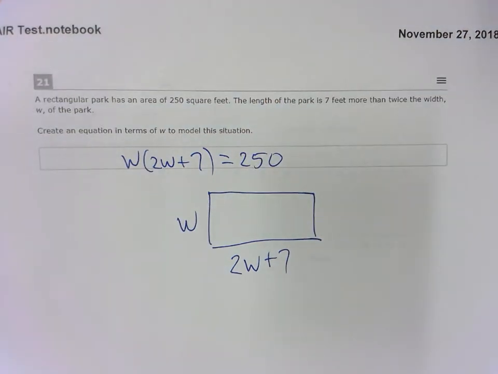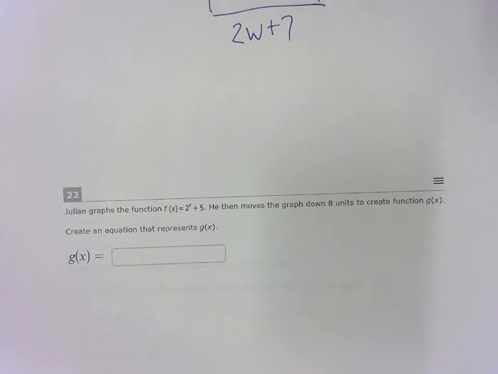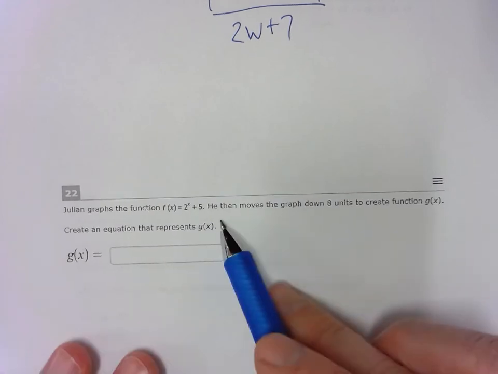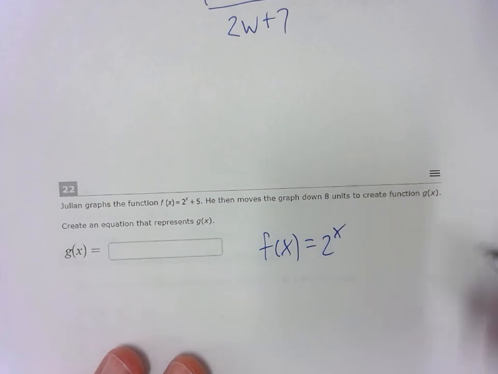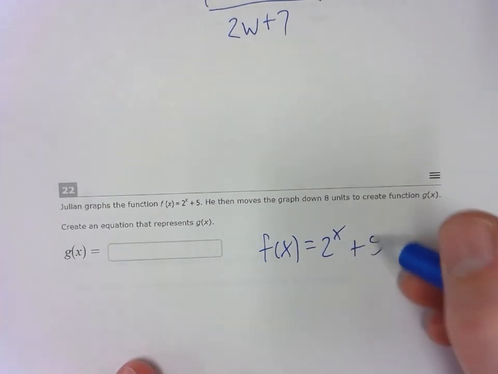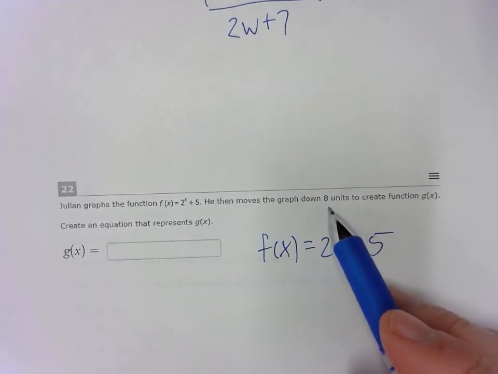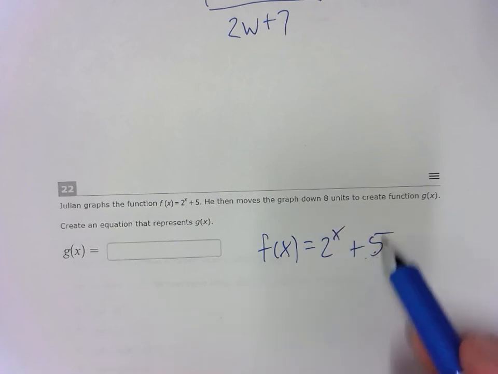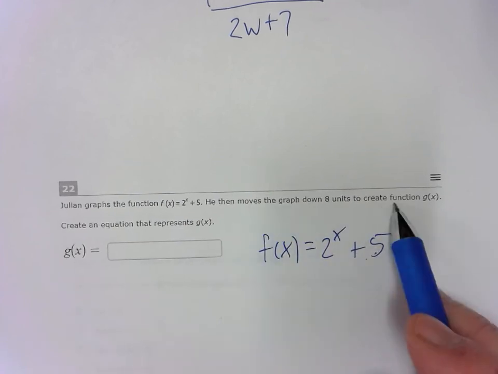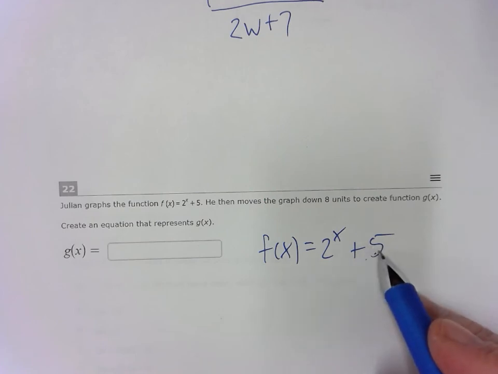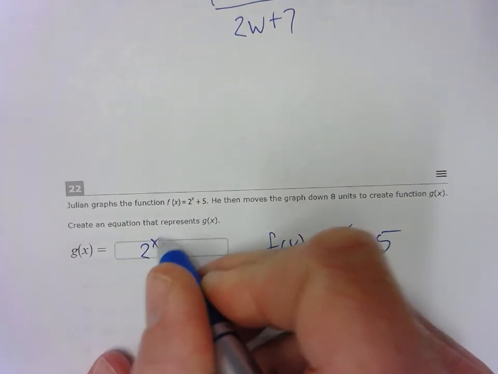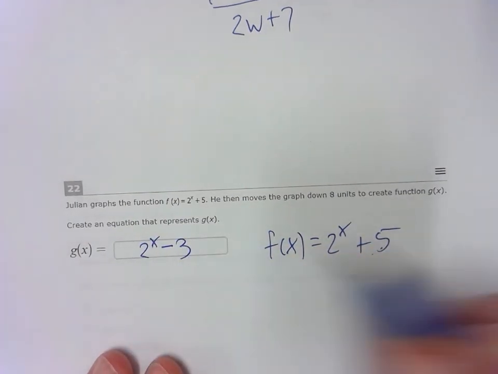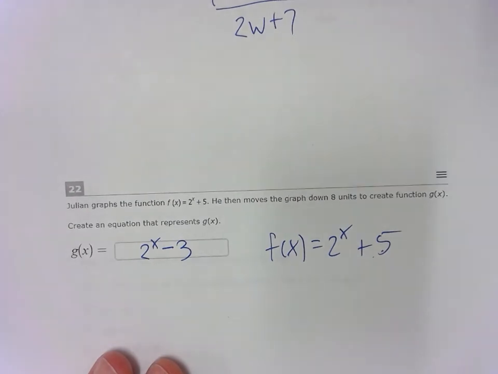All right, number 22 is another exponential equation. It says that we have this exponential equation here, f of x is equal to 2 to the x power plus 5. And it says we want to move this down. So this is actually the shift up and down with this plus 5 here. We're going to move it down 8 spaces. So if we go down 8 spaces from 5, that's going to take us to the negatives. So it's going to be 2 to the x minus 3. Because we're going to go down from 5 all the way down 8 spaces to negative 3.